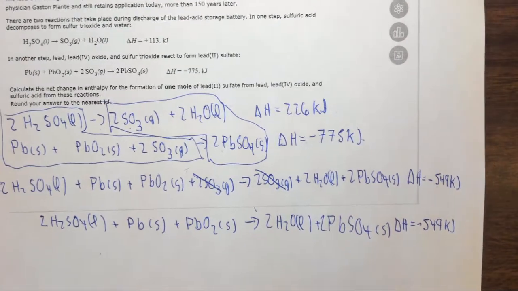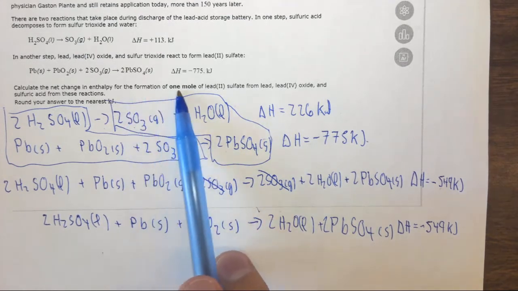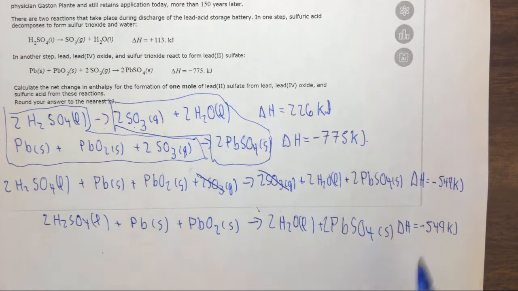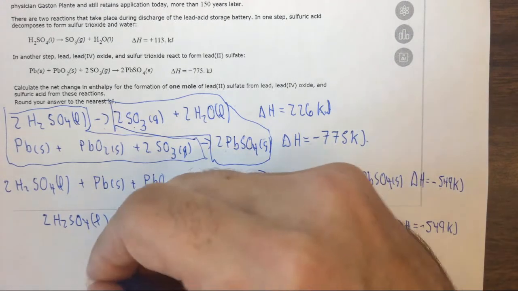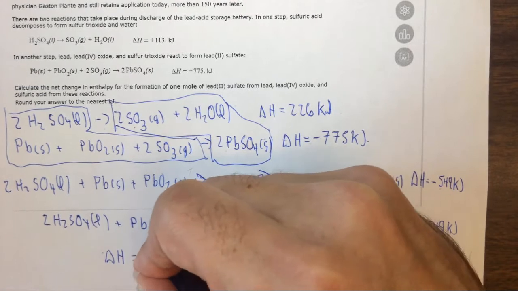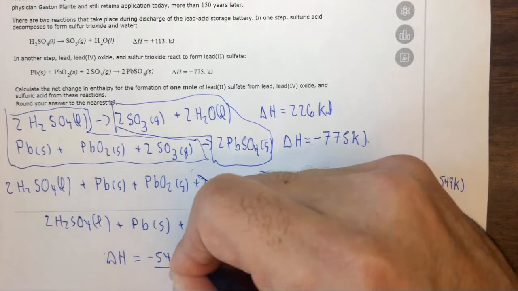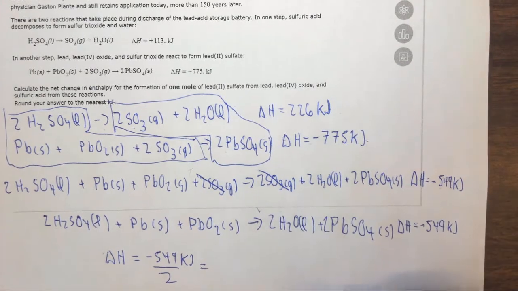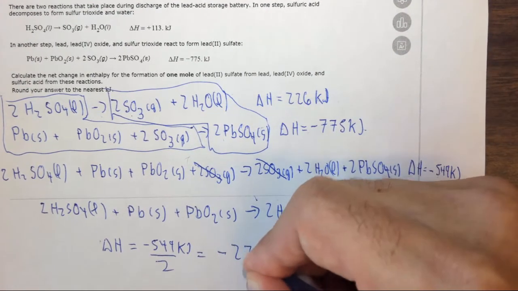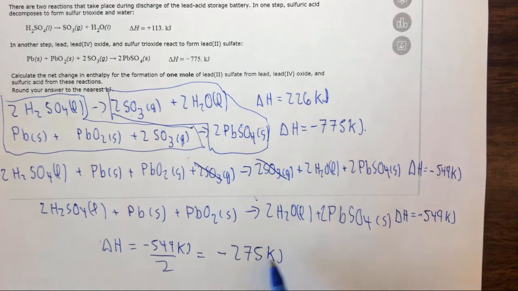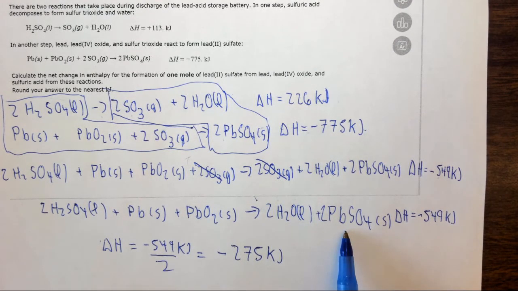But if we read the problem carefully, it says, what is the enthalpy of formation of 1 mole of lead 2 sulfate? Well, in this case, we're forming 2 moles of lead 2 sulfate, so we have to divide this number by 2. So delta H for 1 mole equals minus 549 kilojoules divided by 2, because we formed 2 moles, which gives us minus 275 kilojoules per 1 mole of lead 2 sulfate. So if 1 mole of lead 2 sulfate is formed, 275 kilojoules of energy will be released. That's what the negative means.